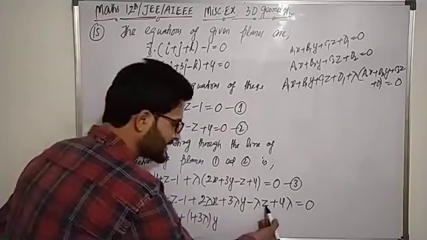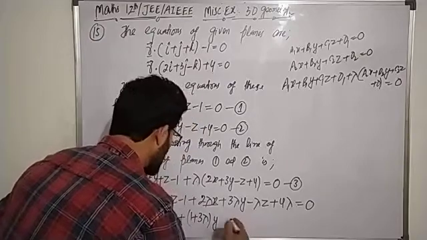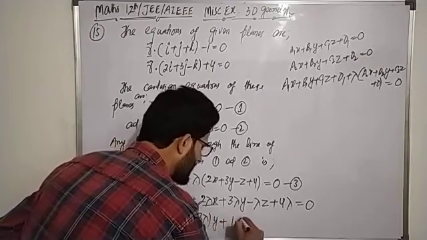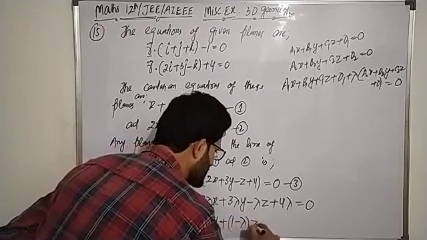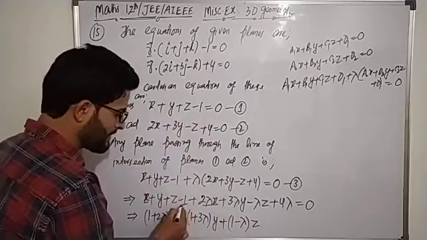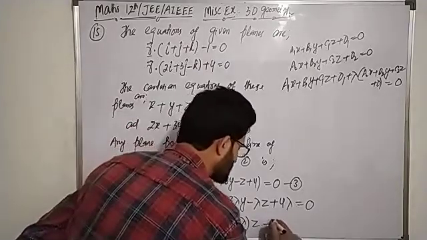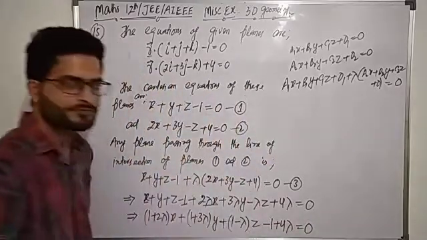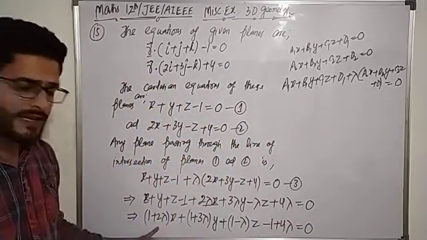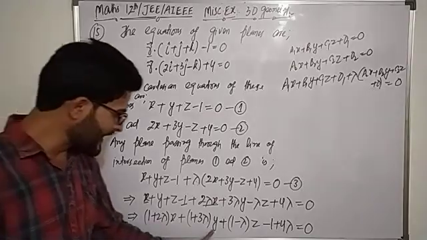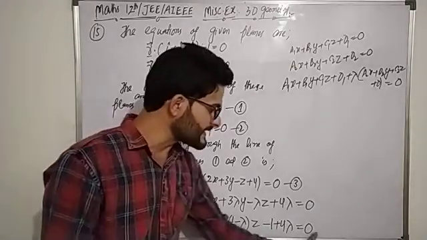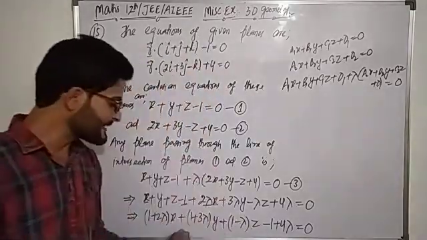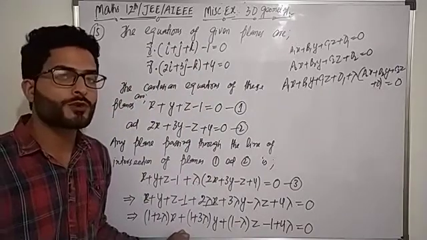z minus lambda z. z और z को कॉमन लेके आओ तो बचेगा plus 1 minus lambda into z. और कांस्टेंट यहाँ पे -1 और यहाँ पे +4 lambda. So -1 plus 4 lambda is equal to 0. So this plane is of the form ax plus by plus cz plus d is equal to 0. So हम इस प्लेन के एटीट्यूड नंबर्स निकाल सकते हैं.